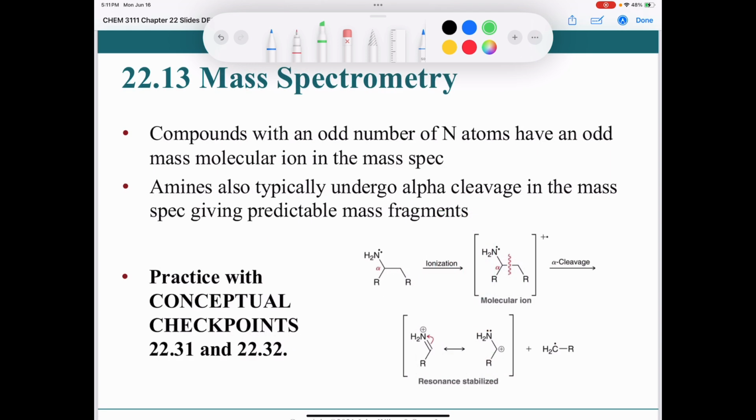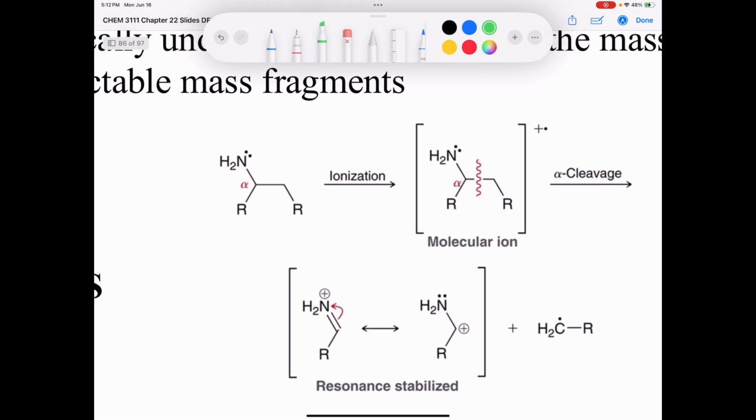Now, you probably remember one of the most important rules in mass spectrometry was that compounds with an odd number of nitrogen atoms have an odd mass. Okay, so you want to remember the nitrogen rule. And then outside of the nitrogen rule, we also looked at alpha cleavage, which generates a radical and a resonance stabilized cation. So you should remember how alpha cleavage works.